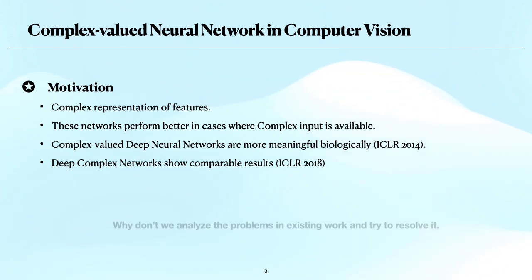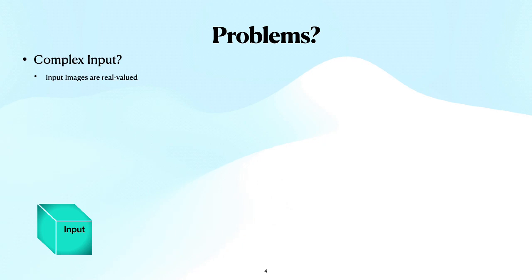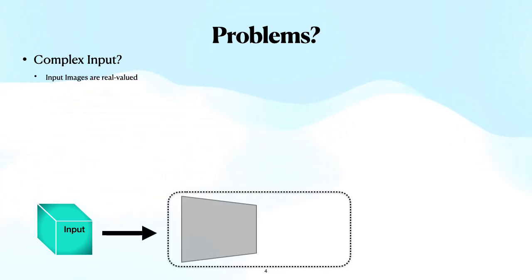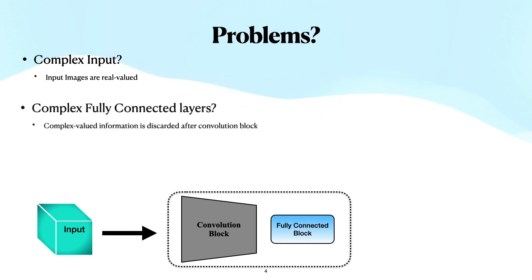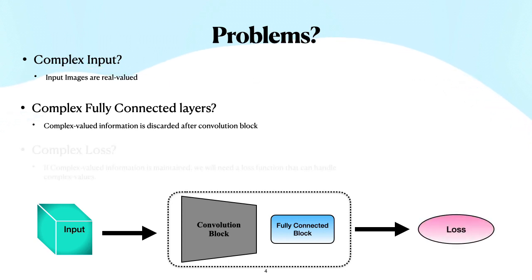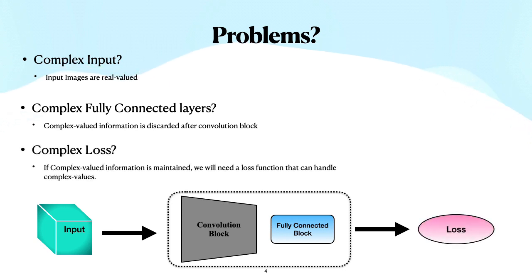Now let's see what are the problems from previous works that we can resolve to improve these networks. First, let's focus on input. In typical setting, the input is real valued. Even if we consider the input as real component of a complex input, the imaginary component is 0, providing no information. Second, when we take that input to the network, the complex information is only carried till convolutional block and then it's converted to real value by various methods as shown in previous works. Third, if we continue the complex valued information till the end, we need to have a loss function that caters specifically to complex valued output.